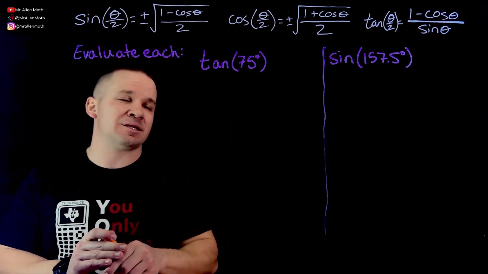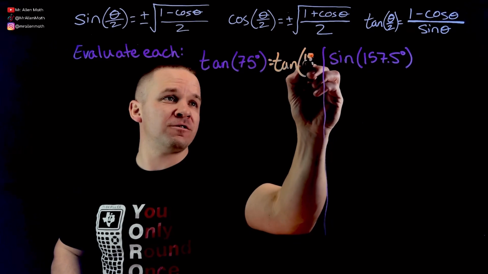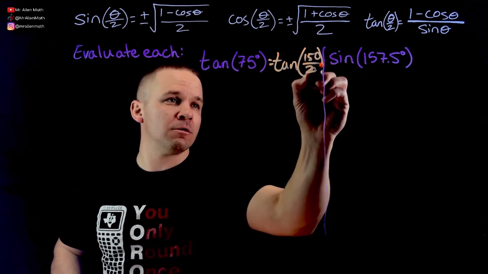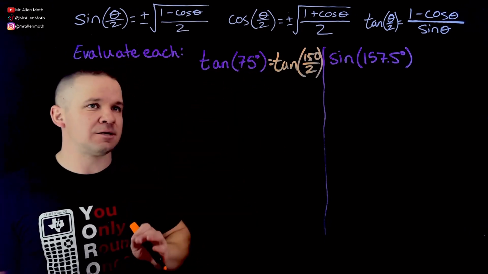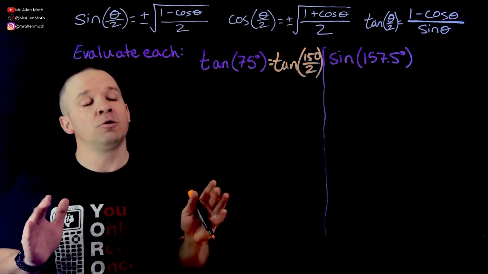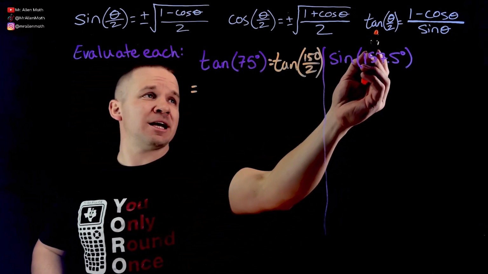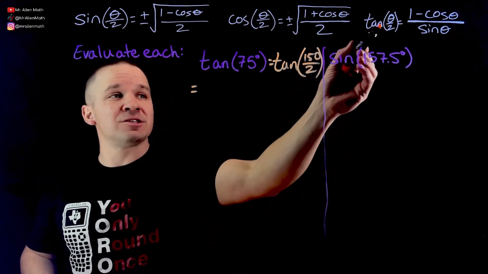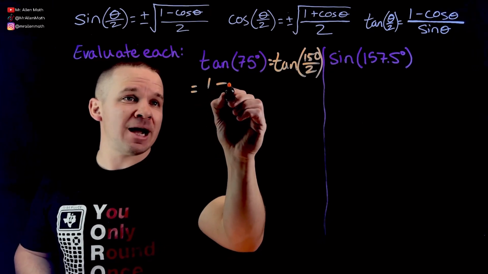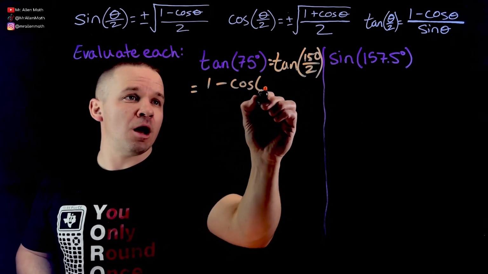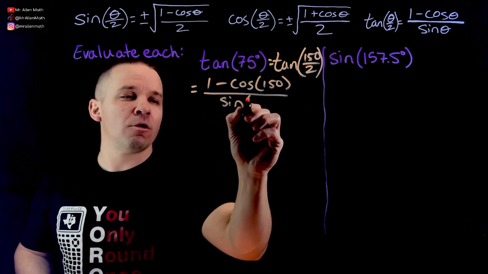So let's rewrite this thing as tangent of 150 over 2, right? 150 over 2 is 75. So these are equivalent statements. Yes? Nobody saying no? Cool. We'll move on. So now I can use my tangent half angle formula where theta is going to be 150. So I'm going to have 1 minus the cosine of 150, that's my theta now, over sine of 150.